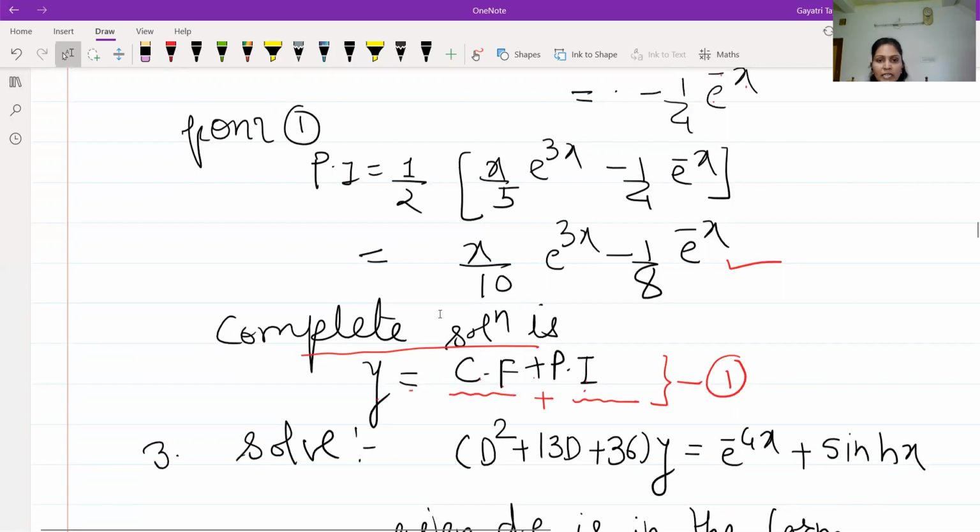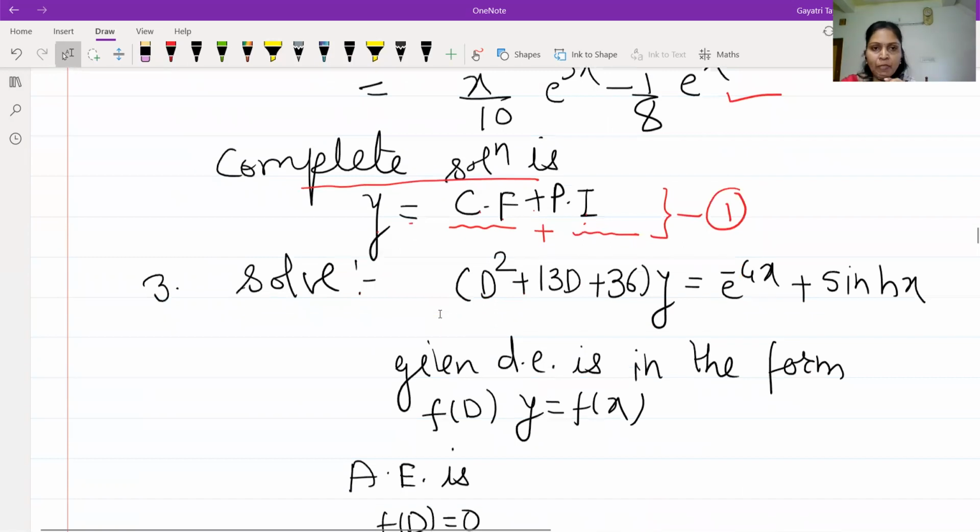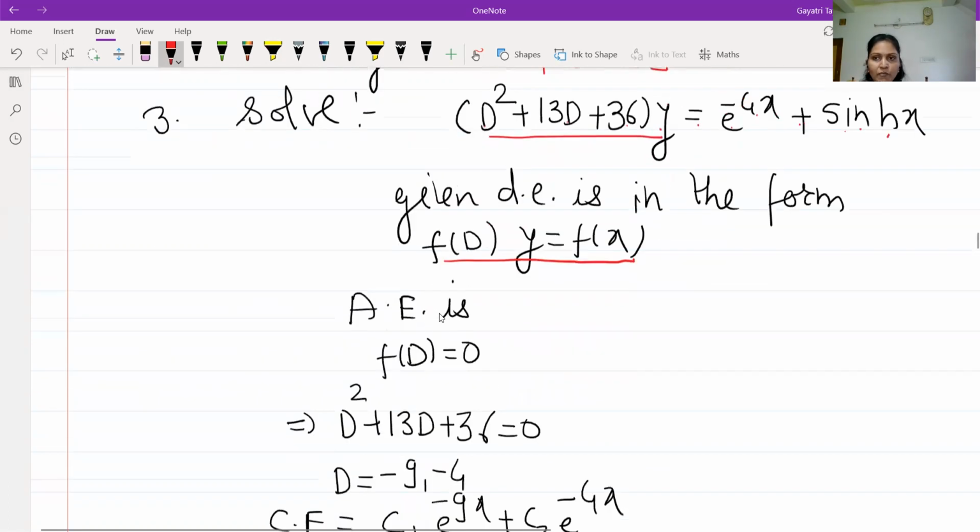Now consider the next one. Now see here. Next is (d square plus 13d plus 36) y is equals to e raised to minus 4x plus sinhx. What is the difference from the last problem? There was the multiplication, here is the addition. So the problem is directly given in which format? f of D y is equals to f of x. So what you have to say first of all? Auxiliary equation is f of D is equals to 0. So this is the value of f of D equals to 0.